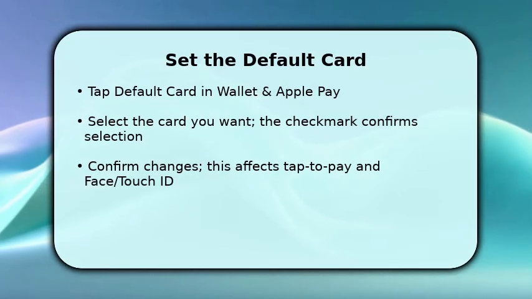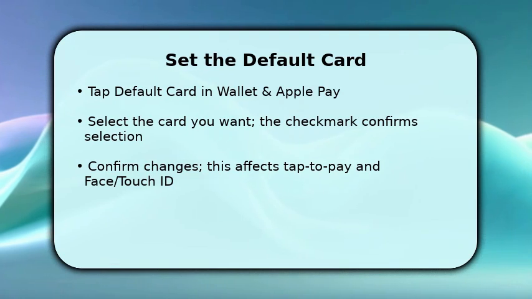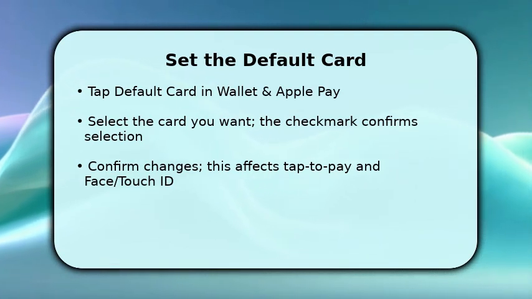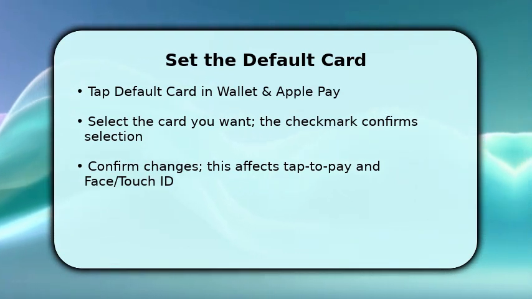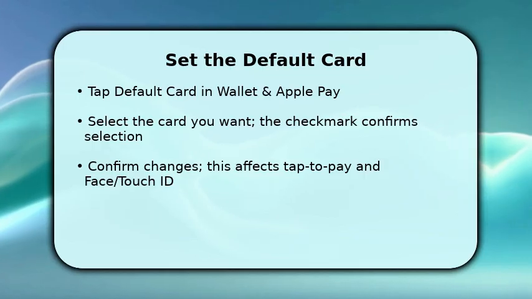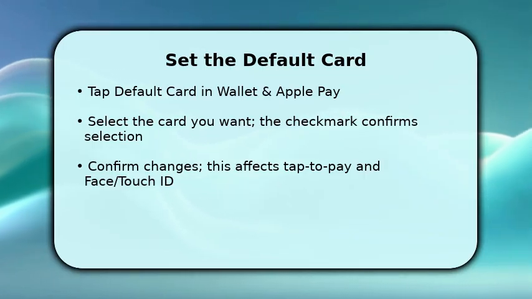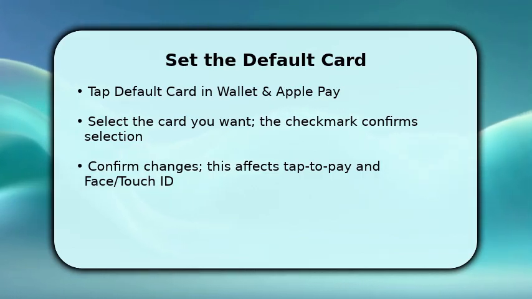Now you change the actual default. Tap Default Card in Wallet and Apple Pay, and you'll see a list of all added payment cards. Tap the card you want. Once selected, a checkmark appears, and that card becomes the primary payment method for NFC and online purchases.